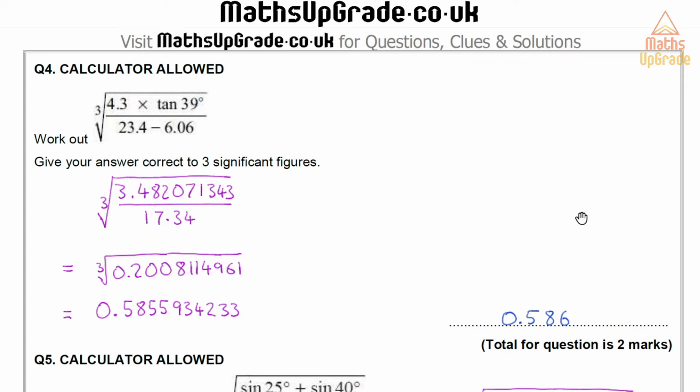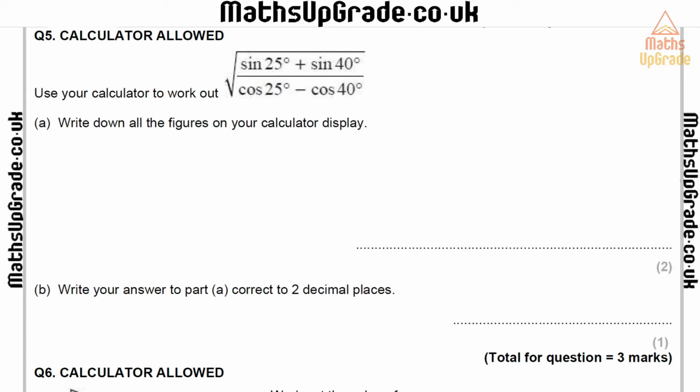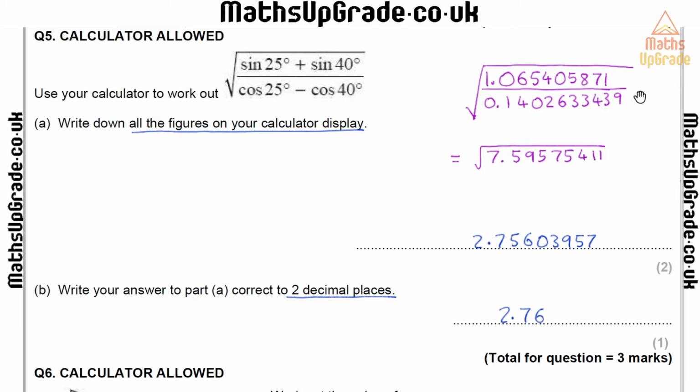If you're not sure what I've done there, look back on my YouTube clip on using a calculator, and that should help you further. Question 5. It's similar to question 4, where you have to use a calculator to work out the value of this expression. So again, using a calculator, I'm going to find first of all the numerator and also the denominator. Then I'm going to divide through, showing all my working out. And the final step is the square root. So when I square root, these are all the figures on my calculator display here for 2 marks. Then when I round this to 2 decimal places, I'll get 2.76. The whole question there is worth 3 marks.